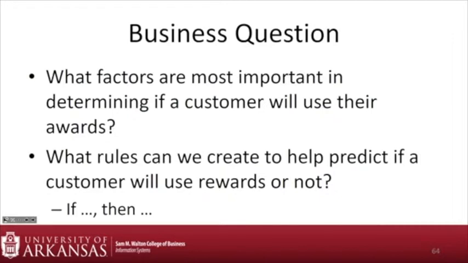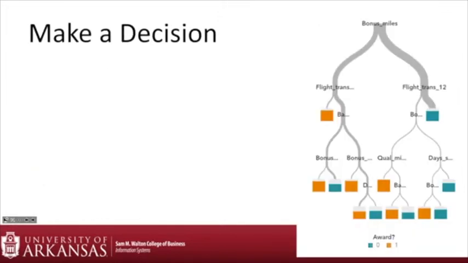But we can come up with things like, what are the most important factors, and what rules can we create to figure things out about our businesses. So this is the tree that you're going to see in VIA. The tree that you see in VIA says, hey, we're going to make a decision, bonus miles seems to be an important thing. And then if we go to the right, the number of flight transactions they have in the last 12 months seems to be really important.